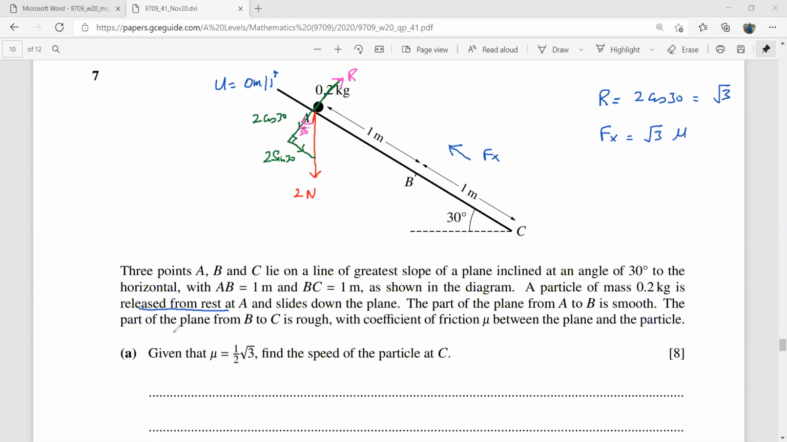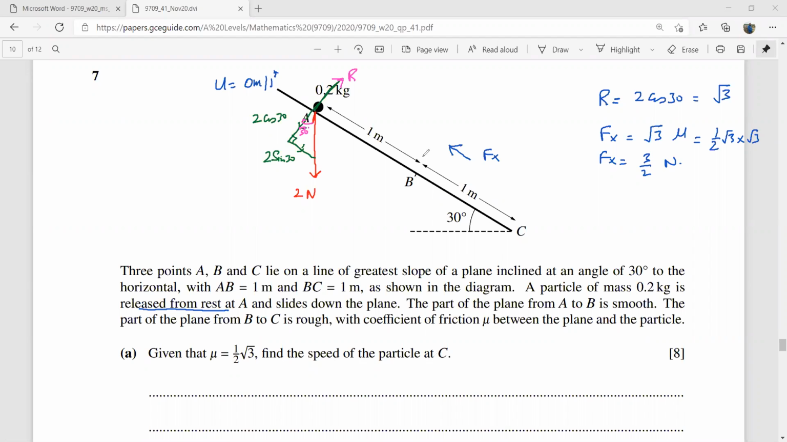The part of the plane from B to C is rough, with the coefficient of friction mu between the plane and the particle. Given that mu is given, this is going to be 1 over 2 root 3 times root 3. So the frictional force is going to be 3 by 2 newtons. Given that mu, just find the speed of the particle at C.